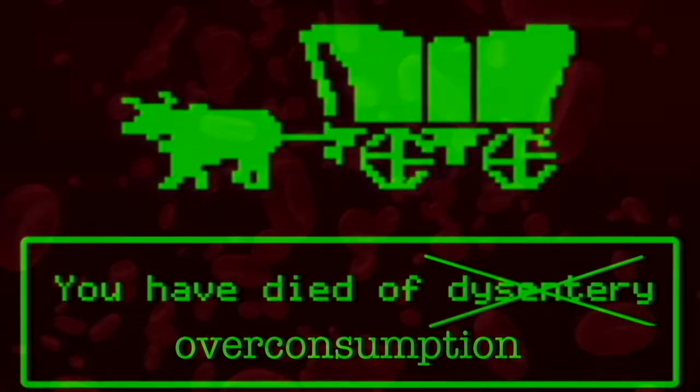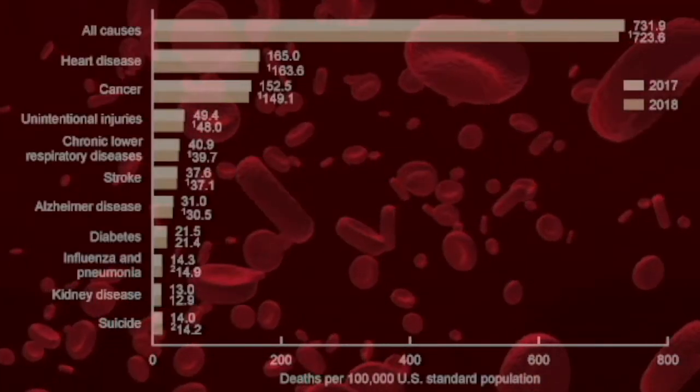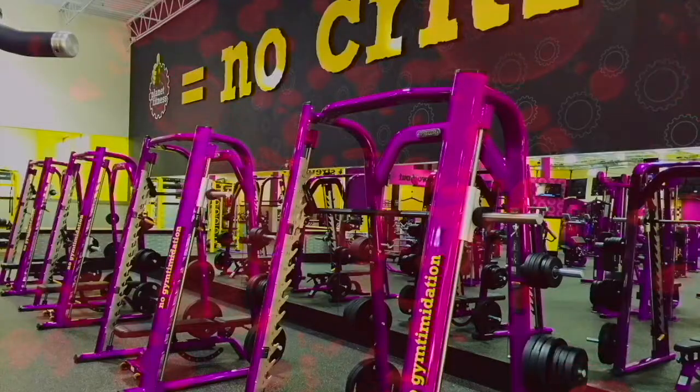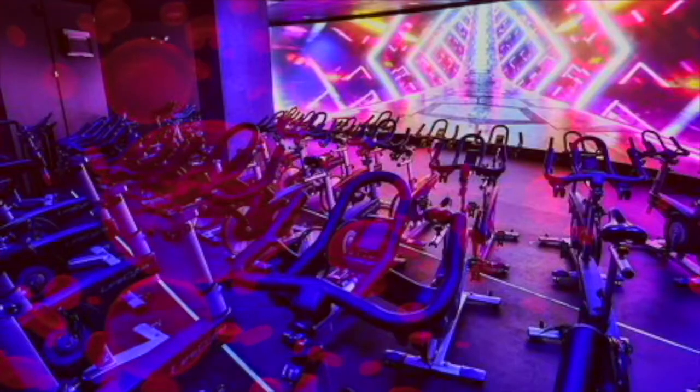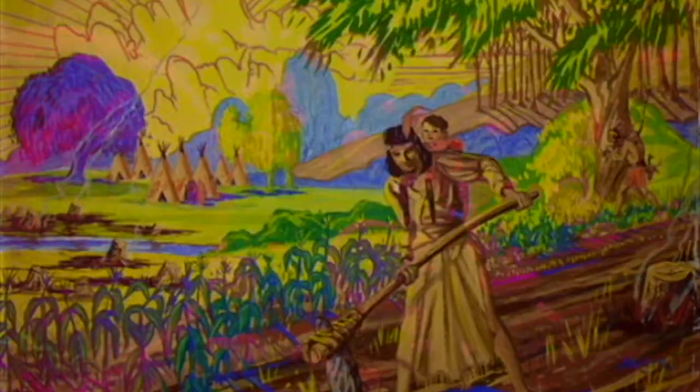The world's biggest killer today is heart disease. There's a multi-billion-dollar gym industry to supplement for the fact that we live sedentary lives compared to people who farm for their own food.